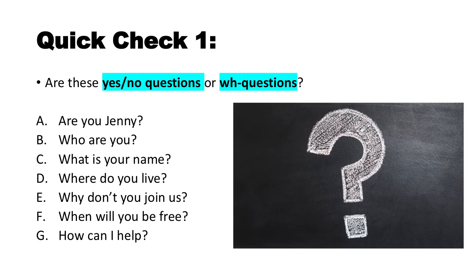Quick check. Are these yes-no questions or WH questions? Yes, you're right. Only A is a yes-no question. We can answer A with yes or no, whereas questions B to G are WH questions. These questions start with who, what, where, why, when, and how.